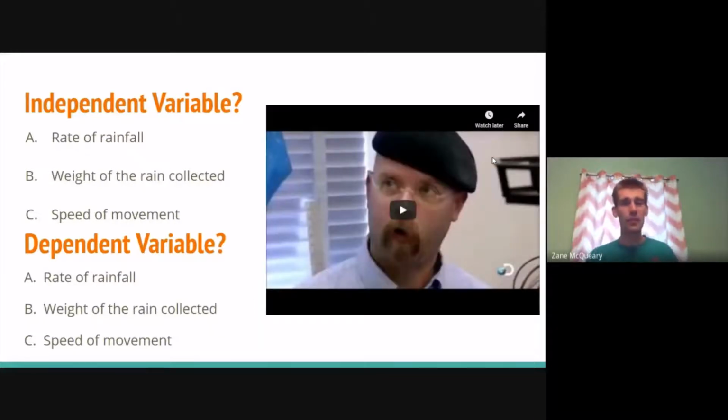Our next example is the classic: do I walk or run in the rain? Once again, we're looking for the independent and dependent variable. At this time, you can pause the video to watch it for yourself and then come back.